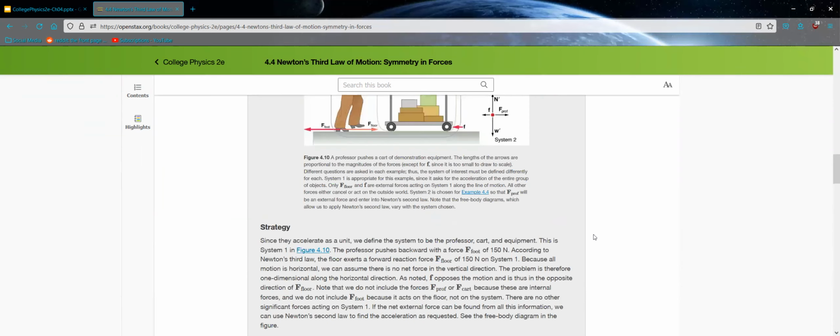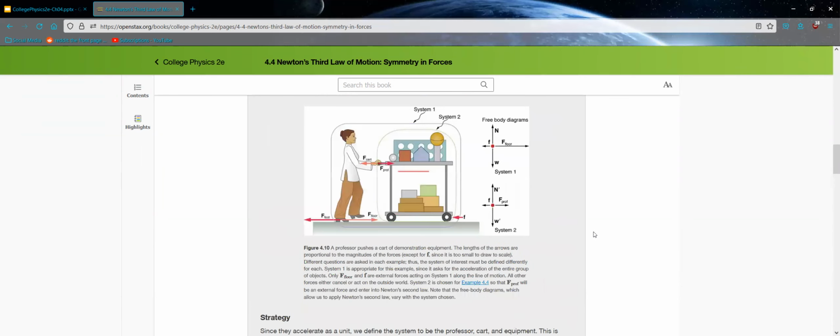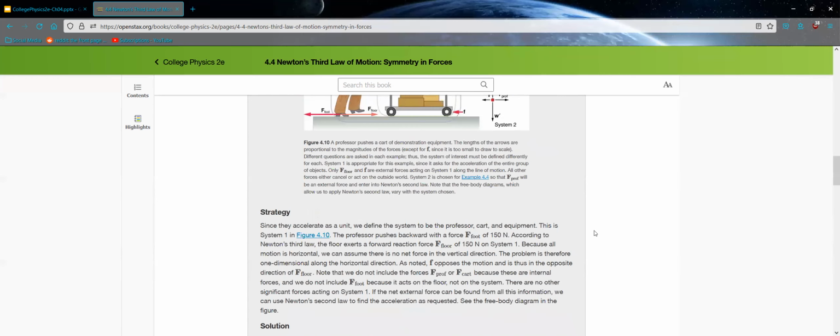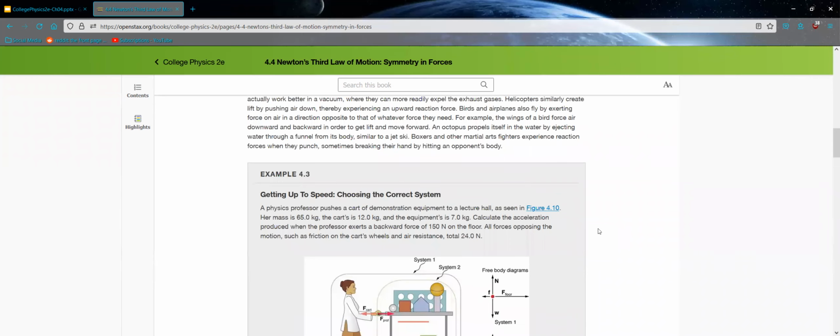So, given Newton's second law of motion, F equals ma, we can rearrange that to solve for acceleration, a equals F over m. And then we can discuss what forces are acting on the system here. Well, the net force involved for the system, again, system 1 is everything, is given by the force of the floor minus the force of the friction. We know, I'm saying here, that her feet are pushing with a backwards force of 150 newtons.